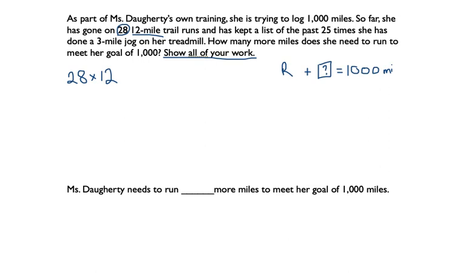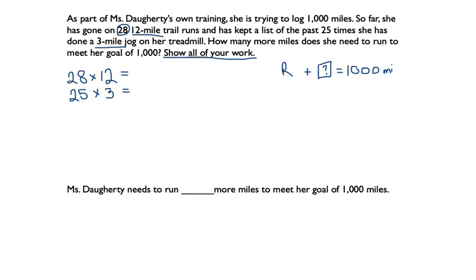Okay, and she's kept a list of the past 25 times she has done a 3-mile jog on her treadmill. So 25 times she has jogged on her treadmill. And each of those jogs was 3 miles in length. Wow. So I see here at least 2 steps to my problem solving. I need to know how many miles were all of these trail runs together, and how many miles were all of these treadmill runs, and then I'm going to need to put those together. All right, let's break this down.